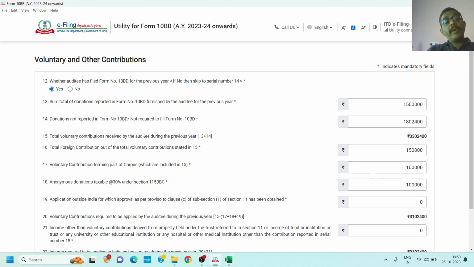In part 2 today we are going to cover volunteer and other contributions, clauses 12 to 22. Clause 12: Whether the auditor has filed a Form 10BD for the previous year? Yes or no question. If you are selecting yes, the sum total of donations reported in Form 10BD furnished by the auditor during the previous year.